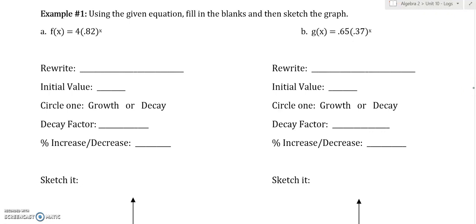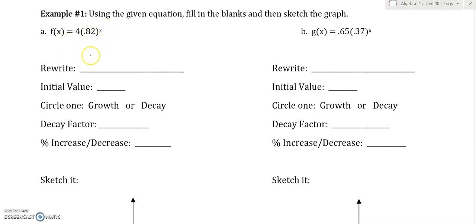Same setup as yesterday. We're going to do the left side example first. Kind of, sort of similar in the way that we're going to rewrite some of these things. So it gives you, let me read the instructions. Given the following equation, fill in the blank, and then sketch the graph. So it gives you the function. We're going to fill those in. We're going to make the graph for that final step. So it gives you f of x is equal to 4 times 0.82 raised to the x power.